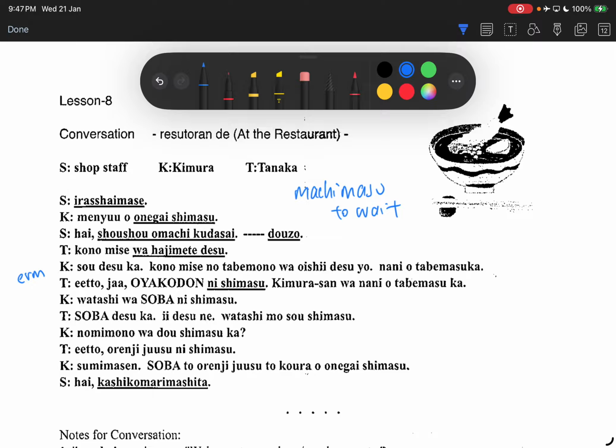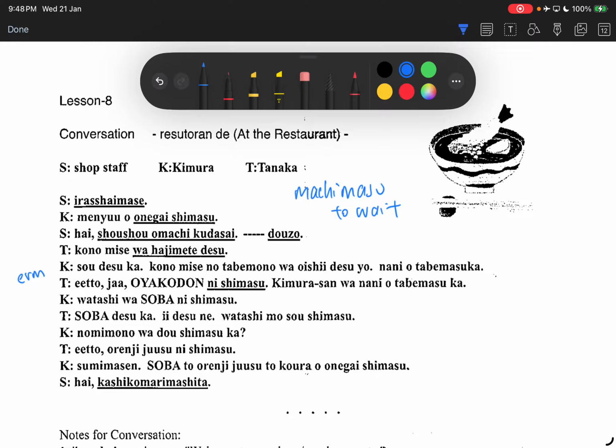Okay. So soba ni shimasu. So I will do soba. I'll be fine with soba. Alright, then he says soba desu ka? He's confirming with him. He's just asking, soba? Are you sure you want soba? That kind of thing. Then he says, ii desu ne.